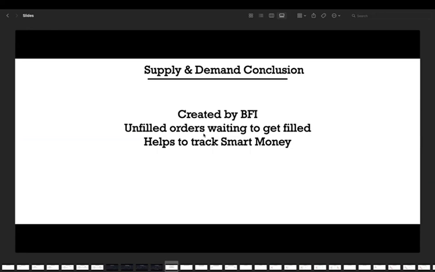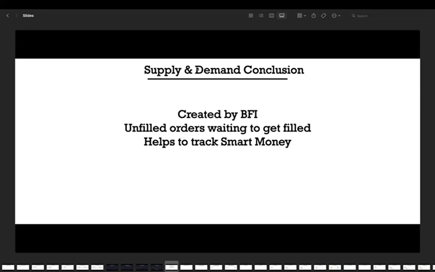Supply and demand are created, confirmed, and protected by the BFI. BFI stands for Big Financial Institutions, in other words, market makers. In the case of support and resistance, they are created by market makers but confirmed by the retailers. Here, creation and confirmation are both happening by the BFI.